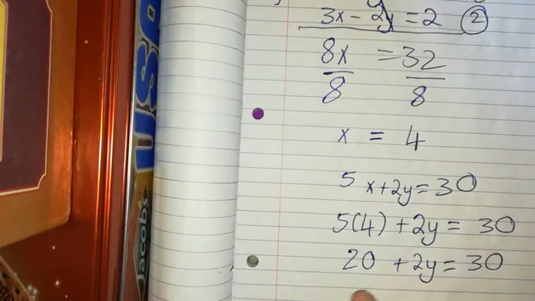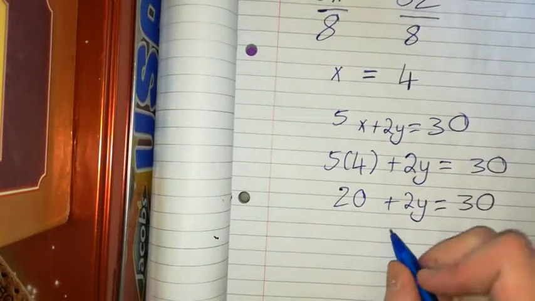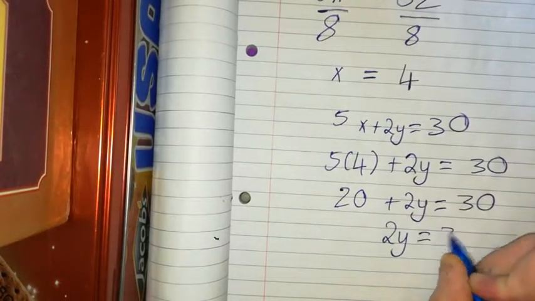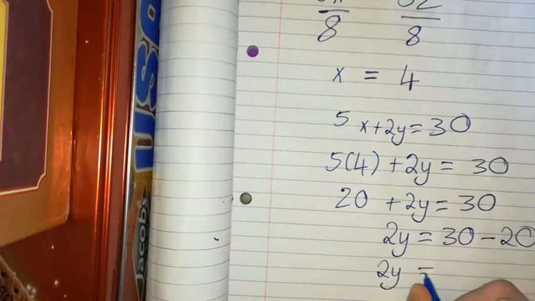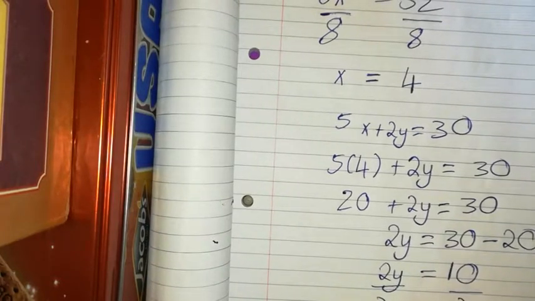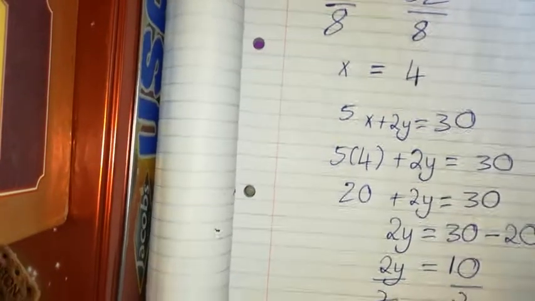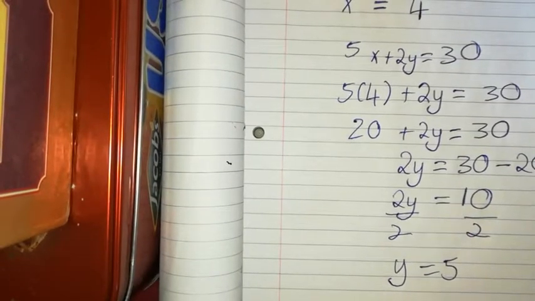Then we can subtract 20 from both sides. If they were plusing 20 on this side, we bring it to this side, it'll be a minus. So 2y is equal to 30 minus 20. So 2y is equal to 10. If we divide both sides by 2, we'll get that y is equal to 5. So we got that x was equal to 4 and y is equal to 5.